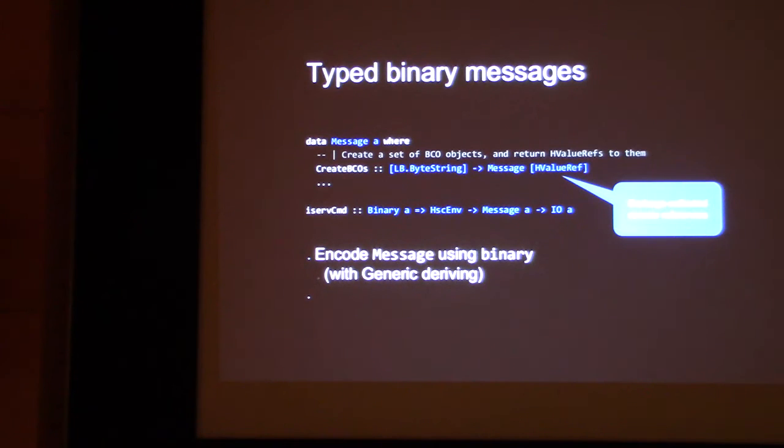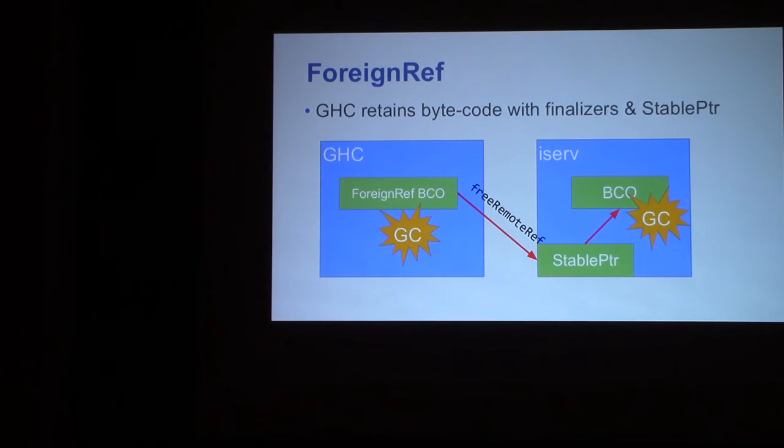To execute one of these messages, there is a function you can call in GHC called iservCmd, and it takes the HscEnv, the big blob of data that you pass around inside GHC, and a message A, and it returns an A in the IO monad. This encapsulates all of the binary serialization and deserialization and returns you the A that you were expecting. Right now we're encoding the message type using the binary library, using generic deriving. There's a whole module full of deriving to make all this serializable. This is the slide that would have had animations on it.